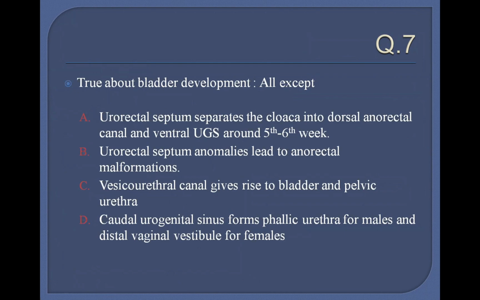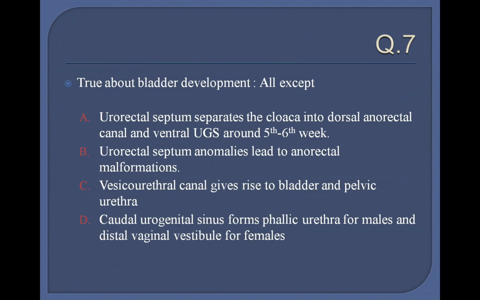Next question: all of the following are true about bladder development except: Option A, the urorectal septum separates the cloaca into dorsal anorectal canal and ventral urogenital canal around the 5th to 6th weeks. Option B, urorectal septum anomalies lead to anorectal malformations. Option C, vesicourethral canal gives rise to bladder and pelvic urethra. Option D, caudal urogenital sinus forms the phallic urethra for males and distal vaginal vestibule for females.